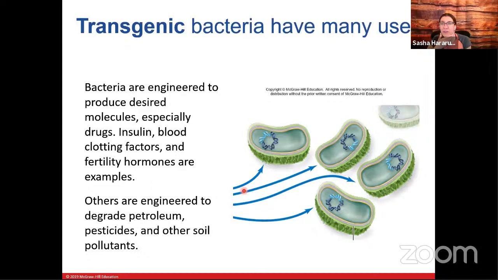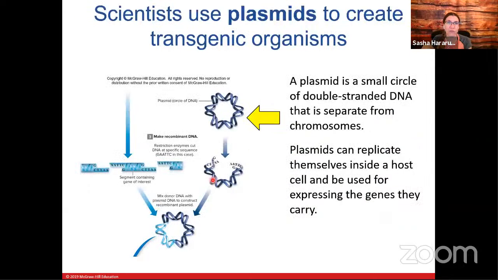So transgenic bacteria have many uses. The bacteria are engineered to produce desired molecules, especially drugs. Insulin is a prominent example of how transgenic bacteria can be used in medicine. The bacteria have also been engineered to produce blood clotting factors that are useful for people with blood disorders, as well as fertility hormones. Others are engineered to degrade petroleum, pesticides, and other soil pollutants. So bacteria can be our friend and do a lot of useful things if we change their genetic code a little bit to make it useful for us.